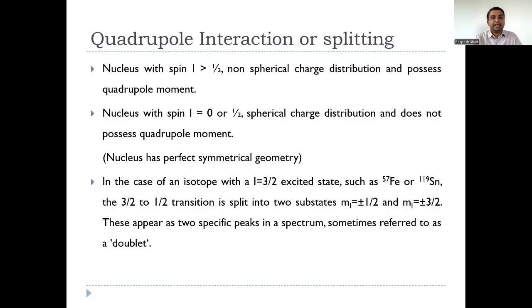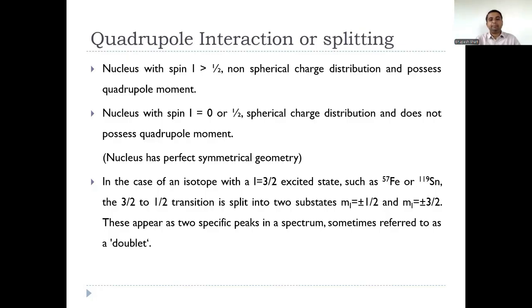So in the case of an isotope with I equal to 3/2 excited state, such as 57Fe or 119Sn, the 3/2 to 1/2 transition is split into two substates, that is plus minus 1/2 and plus minus 3/2. So ground state and excited states are further split into two different energy levels.